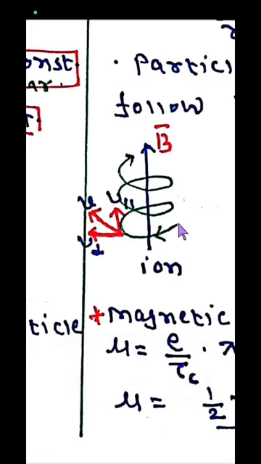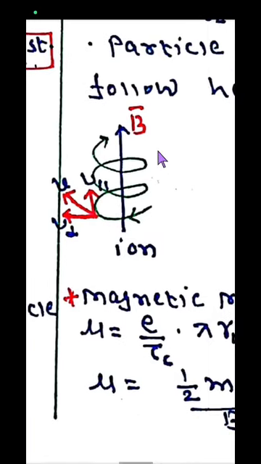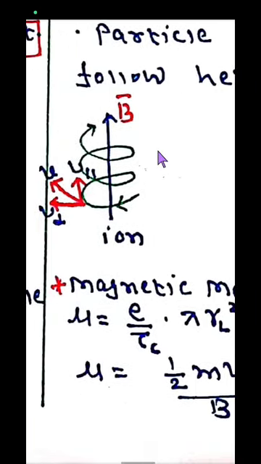And you can see when the particle is moving along this magnetic field, guiding center means the center of the circle. It will be shifted here first, then here, then here, then here. The guiding center is also moving along the axis of B, I mean the applied magnetic field B. We can see from this.